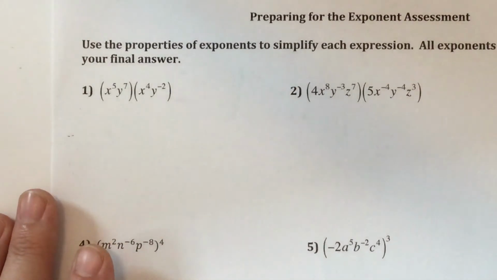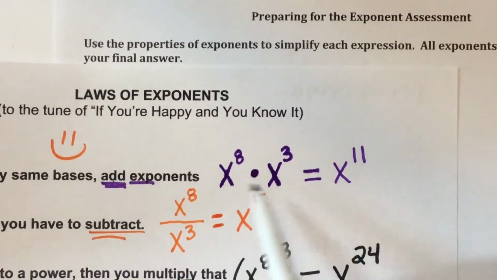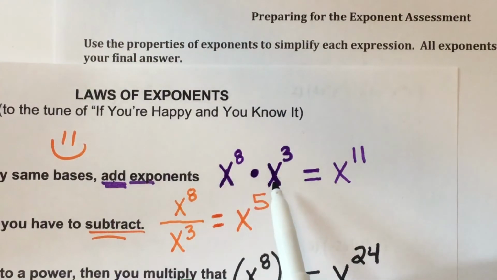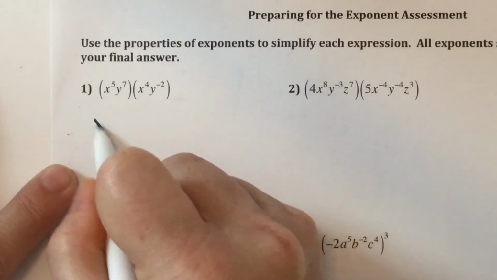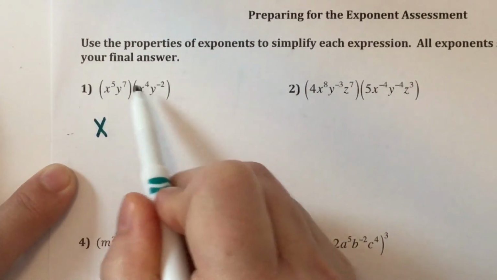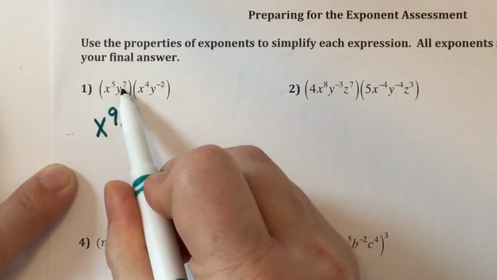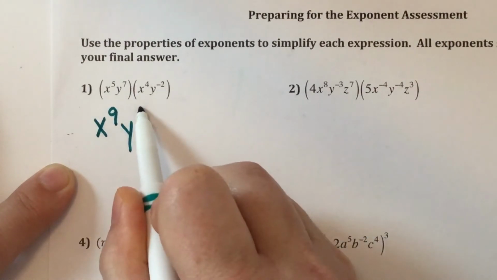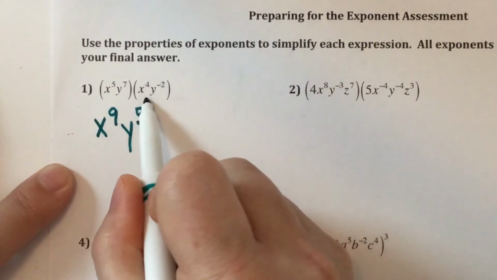Looking at number 1 and number 2, do you know what you're going to do with your exponents? You're going to add them. This is like the first line of the song. When you multiply some bases, add exponents. So I'm going to add my exponents. If I add the exponents on the x's, 5 plus 4, that's 9. If I add the exponents on the y's, 7 plus negative 2, that's 5. Nobody has a negative exponent, so nobody has to move, so that's my answer.